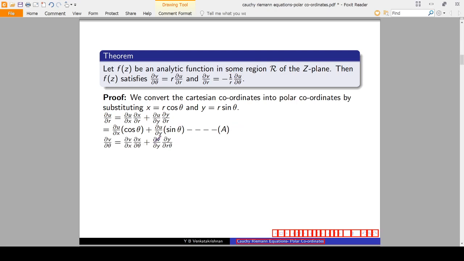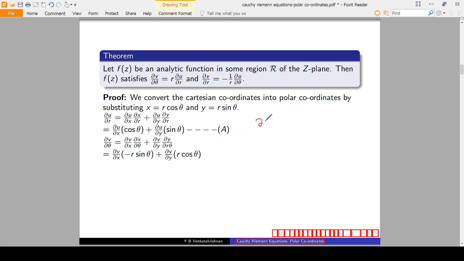Similarly, I find dou v by dou theta. Dou v by dou theta will be dou v by dou x into dou x by dou theta plus dou v by dou y into dou y by dou theta. It's not dou r, it has to be dou v by dou theta. So in this case, I differentiate x and y with respect to theta, and I get minus r sin theta into dou v by dou x plus dou v by dou y into r cos theta. This will be dou v by dou theta.